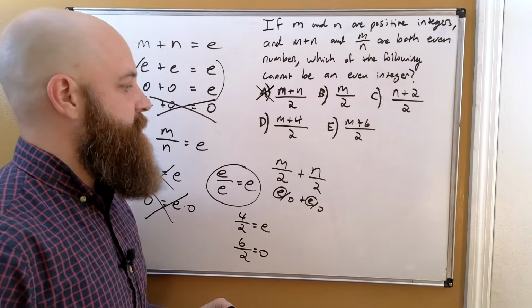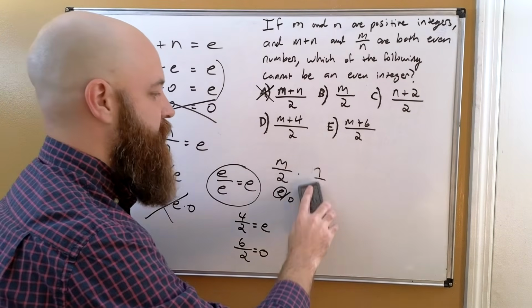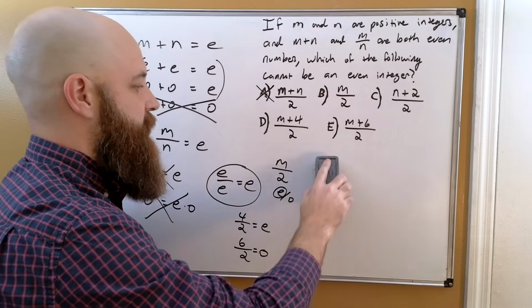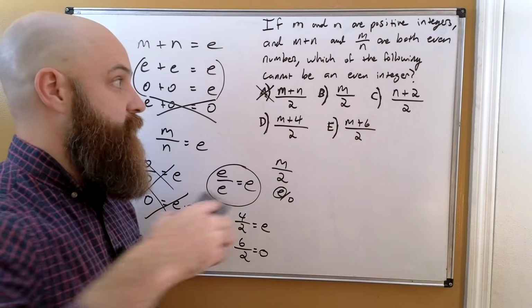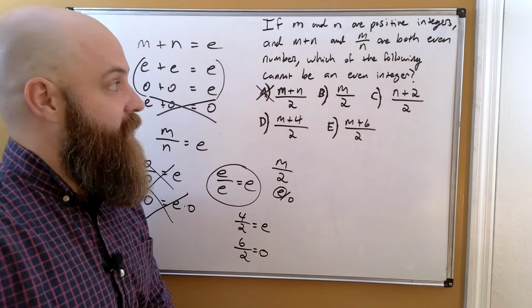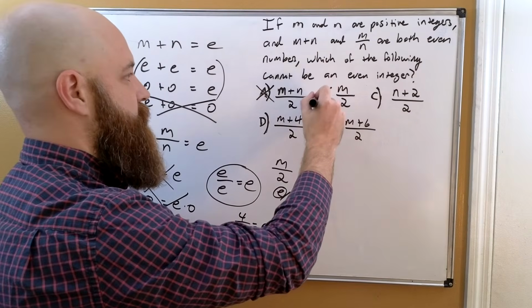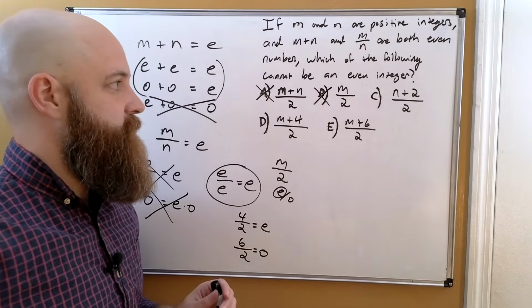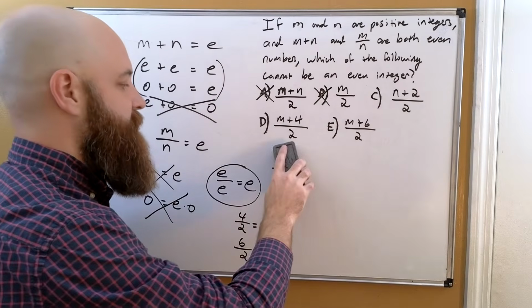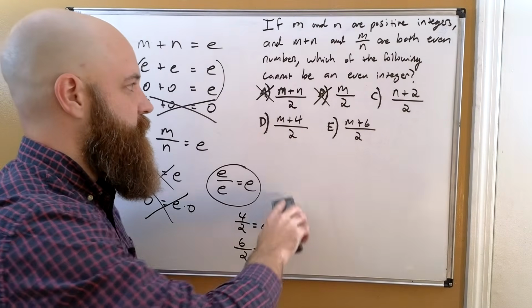Okay, what about m over 2? Well, notice I kind of already analyzed that, right? I said that m over 2 could be even or odd. So it could be odd, but it could be even. Well, if it could be even, it's not the right answer, because I'm looking for which one just cannot possibly be even.